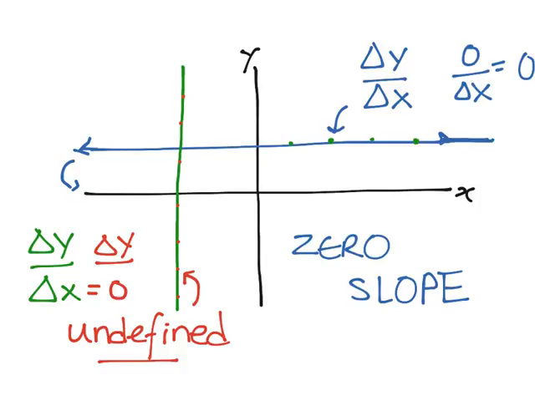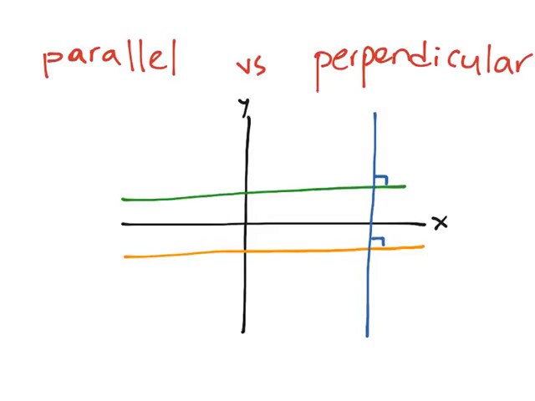Note that these two lines are perpendicular to each other. That's exactly the opposite of parallel. They intersect at a 90-degree angle there, and their slopes are the negative reciprocals of each other. Let's look at this with an example. Remember, parallel lines have the same slope as each other.